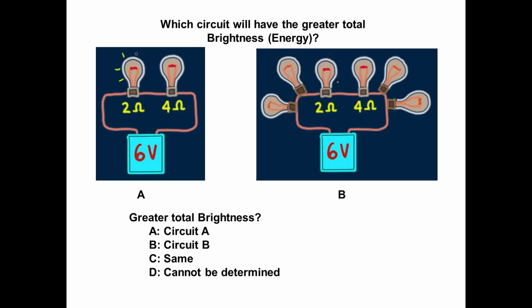So which circuit will have the greater total brightness or use the greatest amount of energy? Total brightness in circuit, which will be brighter: circuit A, circuit B, the same, or cannot be determined. As you consider this one, think about what's going to make the room brighter: these 2 bulbs in circuit A hooked up to the 6-volt battery, or these 6 bulbs hooked up to the 6-volt battery. A hint on this, take a look at what the power involved in each of these is. Take a few moments to answer this question. Pause it and we'll come back to it.